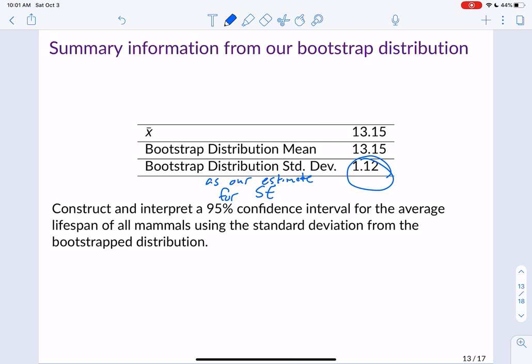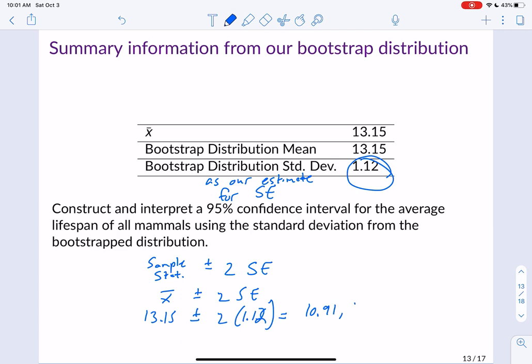Okay? And what we're going to do is construct and interpret a 95% confidence interval for the average lifespan of all mammals using the standard deviation from the bootstrap distribution. So if we recall, the sample statistic plus or minus 2 times the standard error. Our sample statistic is x bar, plus or minus 2 times the standard error. That's 13.15 plus or minus 2 times 1.12. And that's going to equal 10.91 to 15.39. So we can say we are 95% confident that the average lifespan for all mammals ranges between 10.91 and 15.39 years.